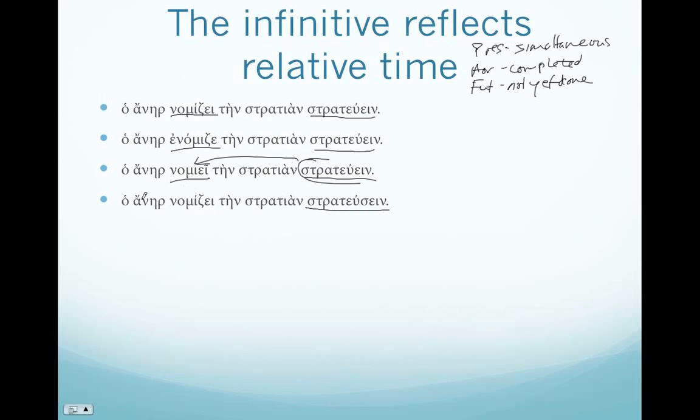What if we change it to a future? Right? Now we'll go to future tenses. The man thinks, present tense, that the army will march. So I'll go back here. So the man thinks that the army is marching. The man thought that the army was marching. The man will think that the army will march, or is marching, will be marching.